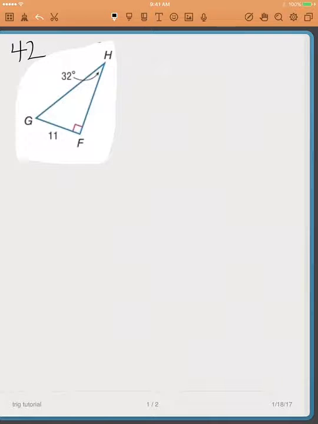So first thing, we want to solve for all the angles. So let's put a list of all the things I want. I want to find angle G. I want to find angle F. And I want to find side GH. Whoops, I'm sorry, I already know angle F, so I don't want that. I want to find side GH, and I want to find side FH. So these are the three things that I want.